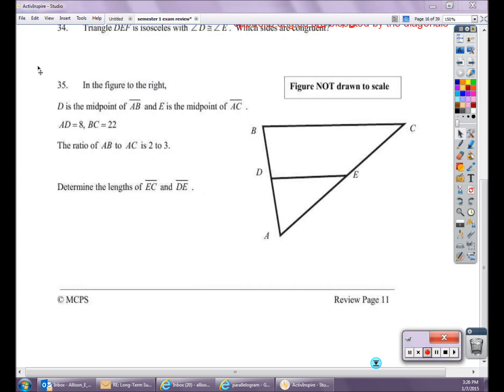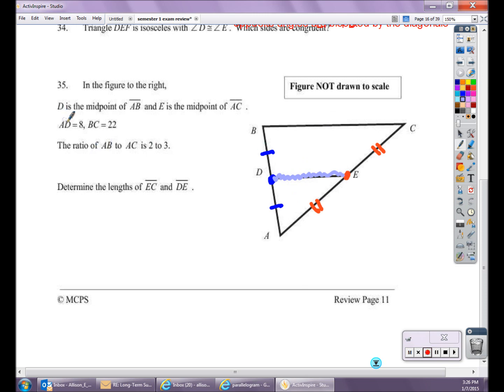All right, number 35. In the figure to the right, D is the midpoint of AB. So this is in the middle of AB, so this half and this half match. E is the midpoint of AC, so I know this half and this half match. Whenever you have this, where this is in the middle and this is in the middle, DE is called the mid-segment. This right here, we know as the mid-segment of the triangle. It is half the length of BC.